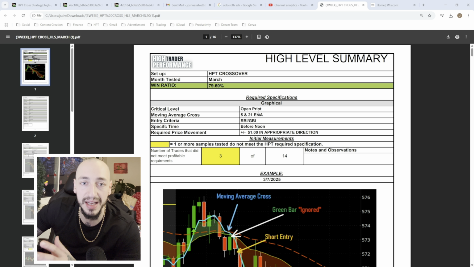Number 1, it needs to be off a critical level. This could be the open print. This could be previous day high, low, open, or close, right? These are critical levels for a reason. The volume is excessive. Number 2, we need that moving average cross.